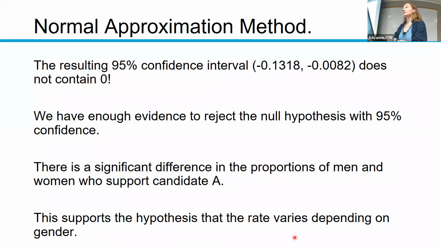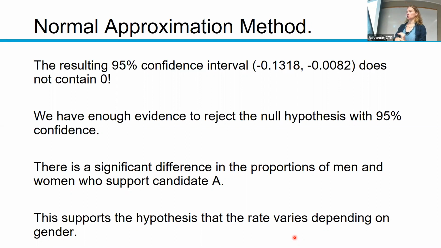Because it doesn't contain 0, we have enough evidence to reject the null hypothesis that the proportions of support rate among males and females are equal. We can conclude they're not equal. We're rejecting the null that they are equal. There's a significant difference in proportions of men and women who support candidate A. Therefore, this implies that the support rate varies depending on gender.